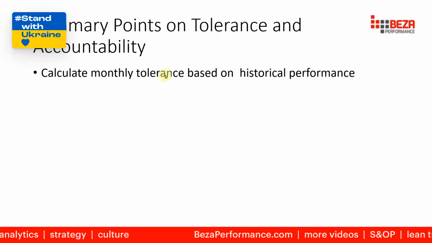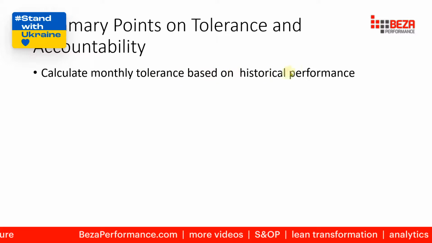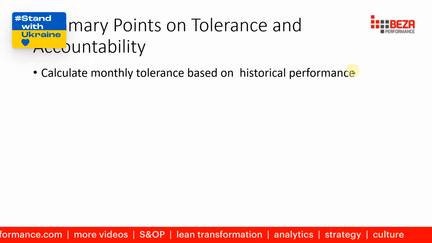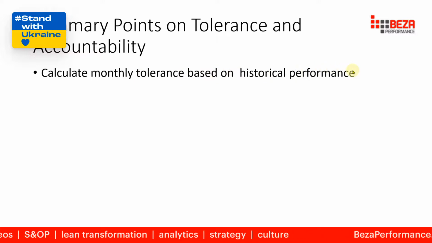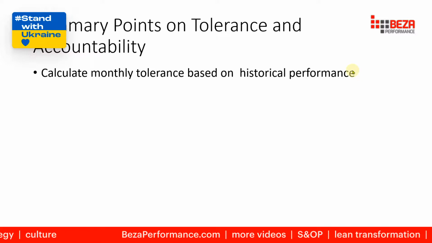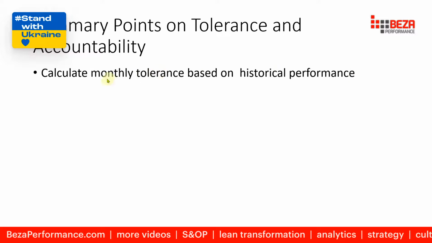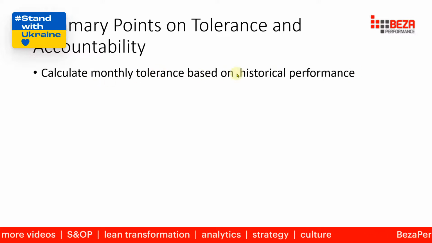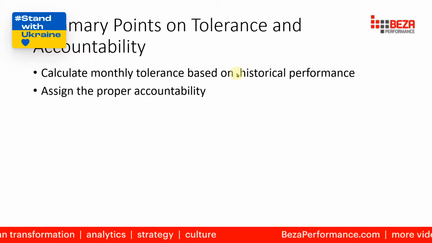The first one is, calculate your monthly tolerance based on historical performance. So that's a little bit of start where you are. As you said, you can become aspirational and you can tighten all these things up, but you want to start where you are and base it on historical performance.